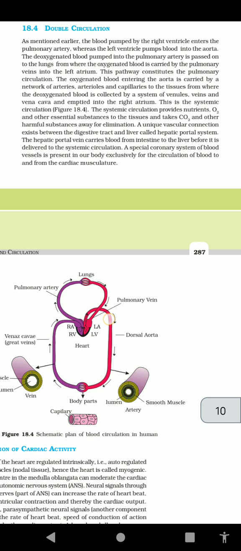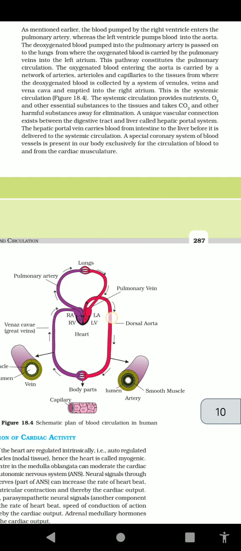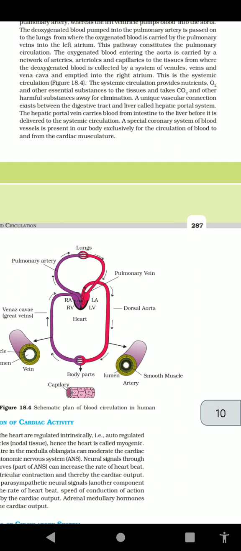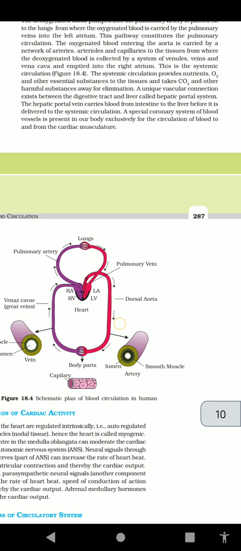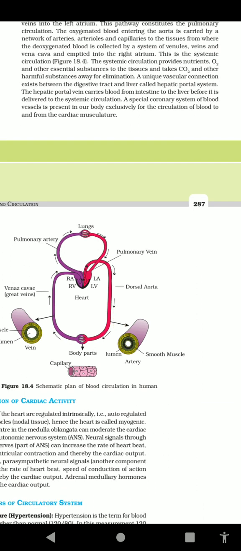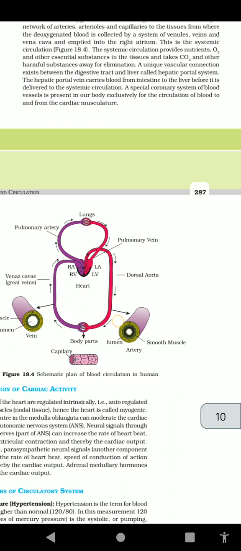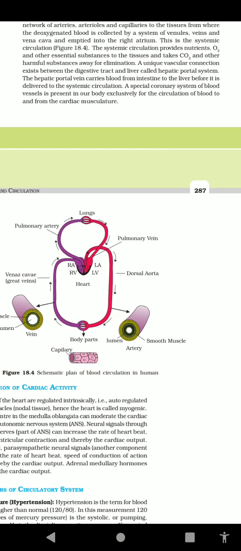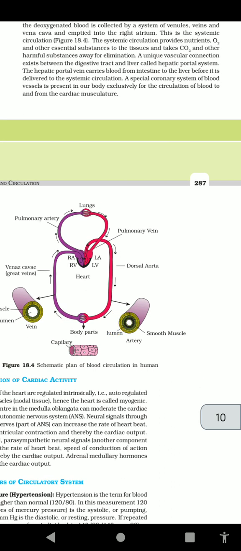It is carried by a network of arteries, arterioles and capillaries to the tissues, from wherever the deoxygenated blood is collected by a system of venules, veins and the vena cava. It is emptied into the right atrium. This is the systemic circulation. The systemic circulation provides nutrients, O2 and other essential substances to the tissues, and takes CO2 and other harmful substances away for elimination.